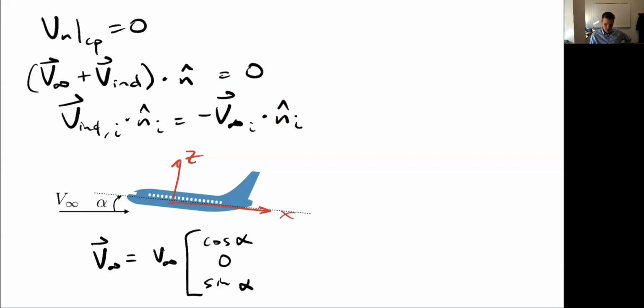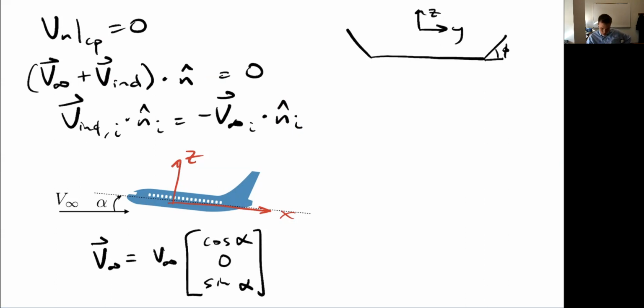I'm not going to do this in great detail, but if I had, for example, dihedral, I'd want to account for that. So here's, let's say, some winglets that are not quite vertical. Let's call this phi. This would be my back view, so this would be y, this would be z. I need to rotate that to figure out my normal components. In this case, this would be n hat, so I need to take the components of that.